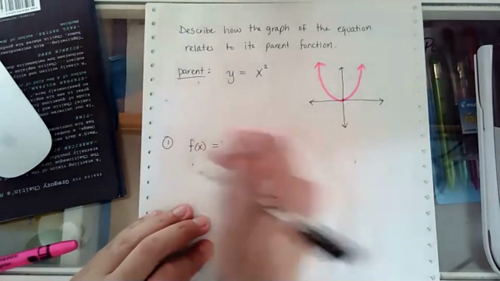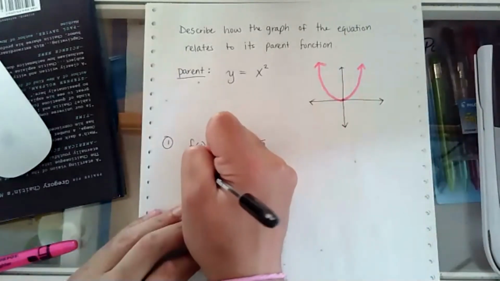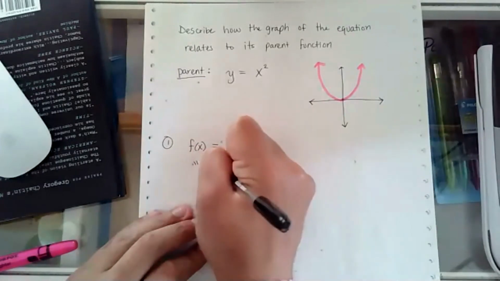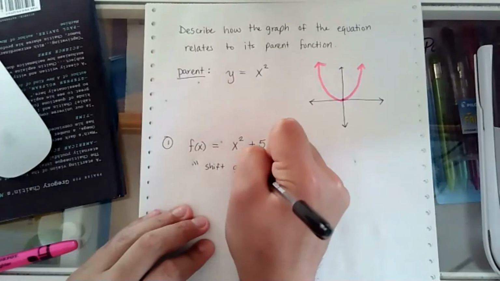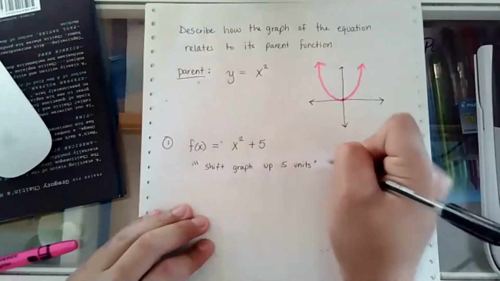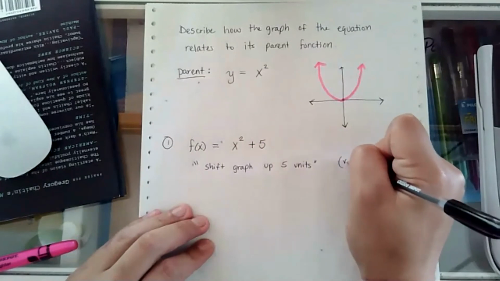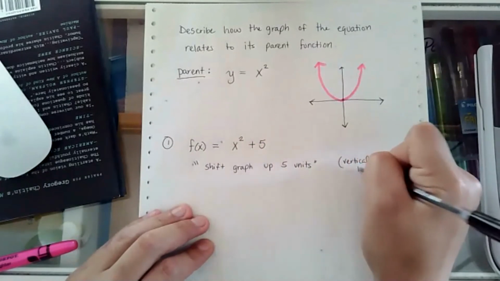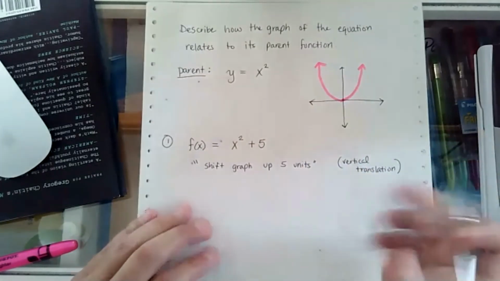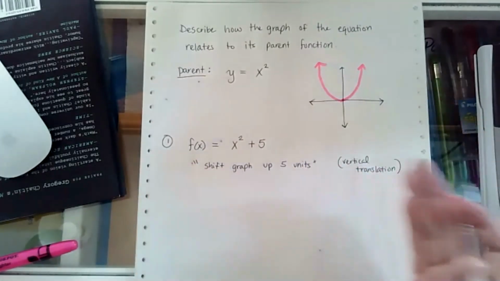Yes. So what you'll need to do here for some of these is just write that we're going to shift the graph up 5 units. Sometimes that's called a vertical translation. And translation in mathematics just means a sliding, that you're sliding to a different location.